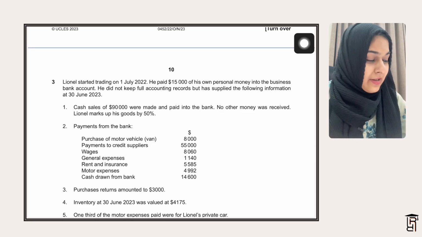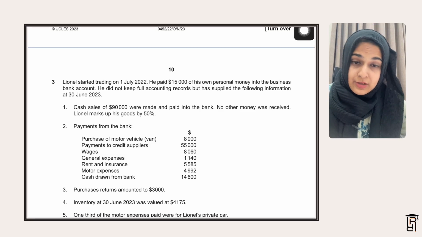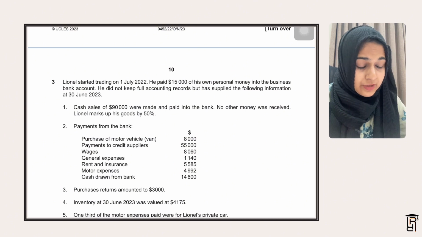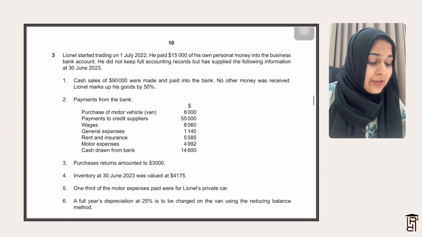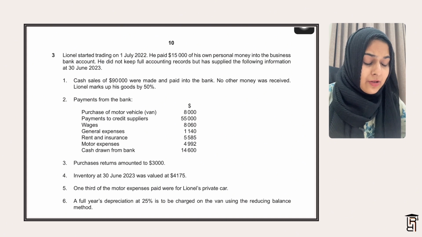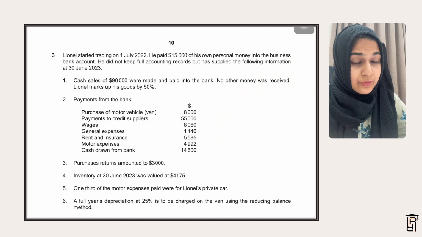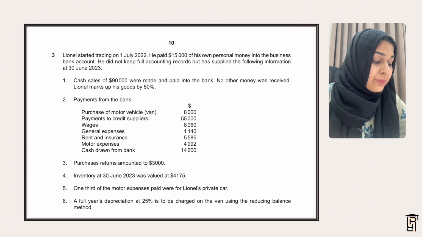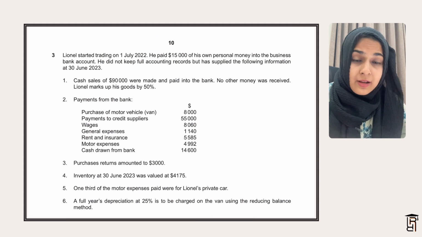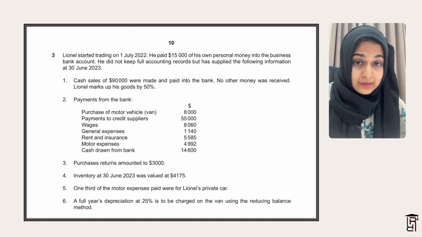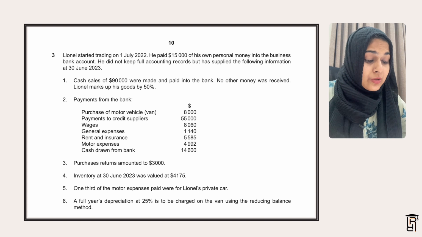Hello everyone, this video is question number 3 of October-November 2023, paper 2 variant 2, and the question here is from incomplete records. It says Lionel started trading on 1st July 2022, so this is his first year of trading. He paid 15,000 of his personal money into the business bank account. This is capital, so the double entry for this would be bank debit, capital credit. So bank account will be debited, capital account will be credited.